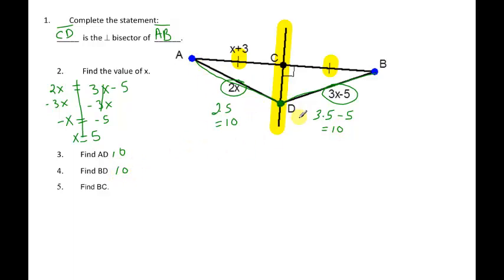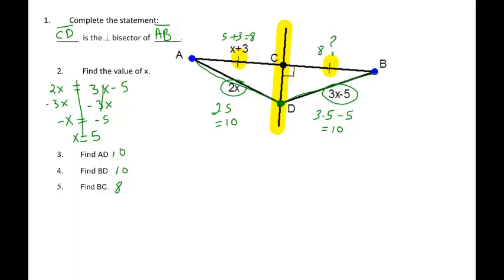The distance from D out to A is the same as the distance from D out to B because D is on that perpendicular bisector. And finally, our BC segment. So BC we want to know, which is here. Well, that guy is going to match the same one on the other side, so x plus 3. Well, x is still 5, guys, so x plus 3 would be 5 plus 3, or 8. And that means I'm going to have 8 over here also. Pretty cool.